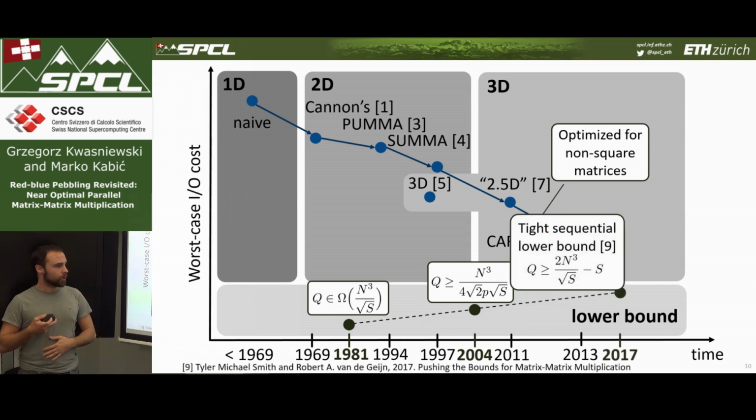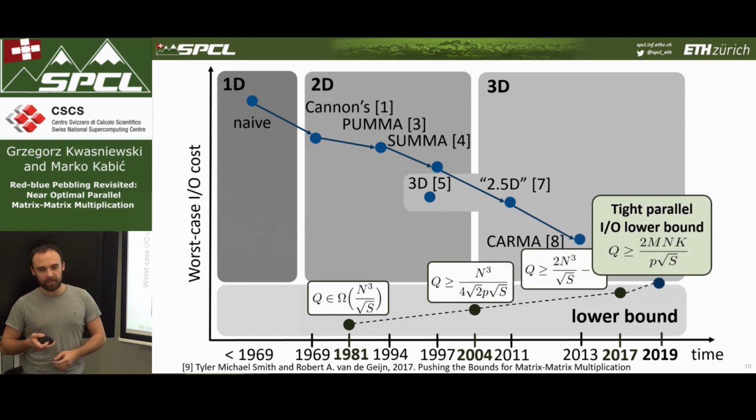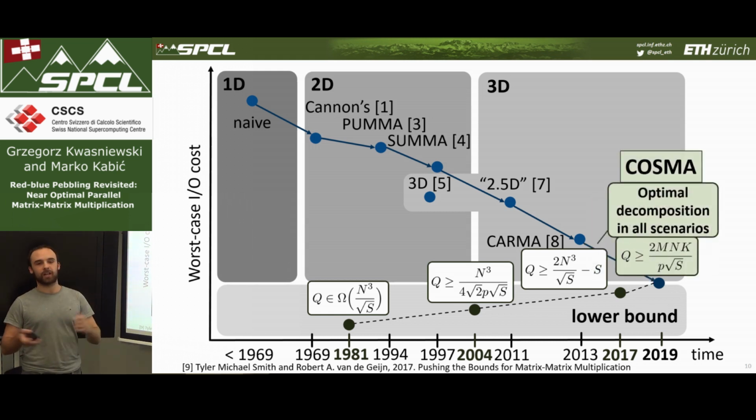Now, two years ago, the first tight sequential lower bound was proven by Smith and Van de Geijn. And here today in 2019, we've proven in this work the first tight parallel I/O lower bound, and our COSMA algorithm achieves it for all combinations of number of processors, memory sizes, and matrix shapes.